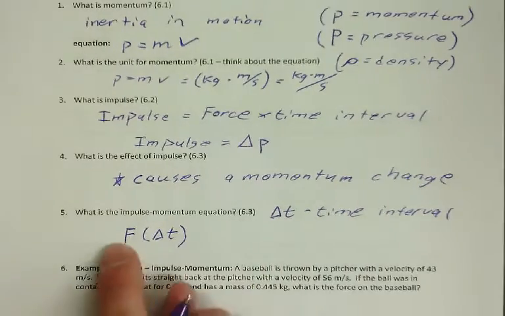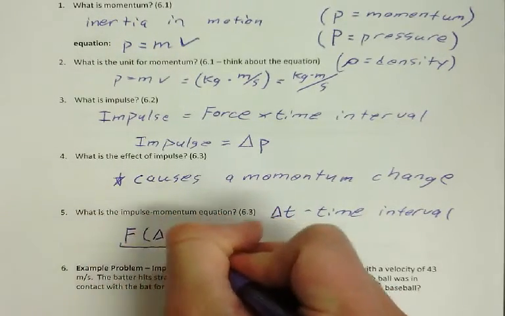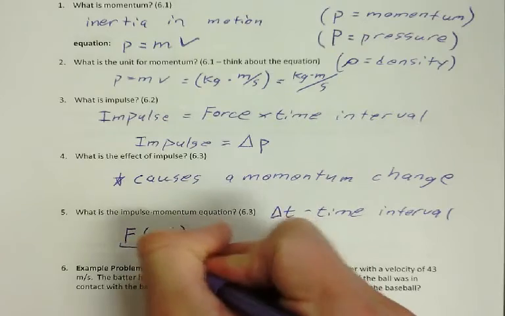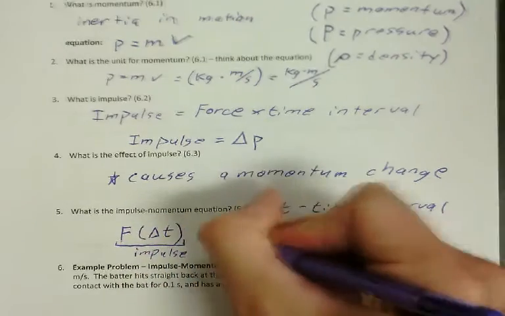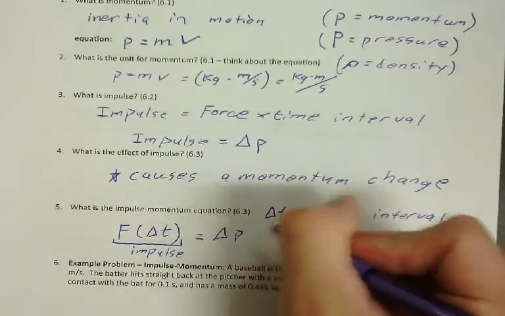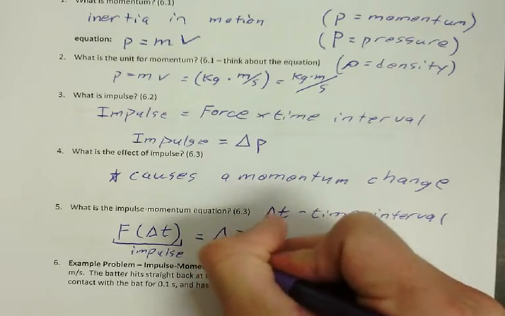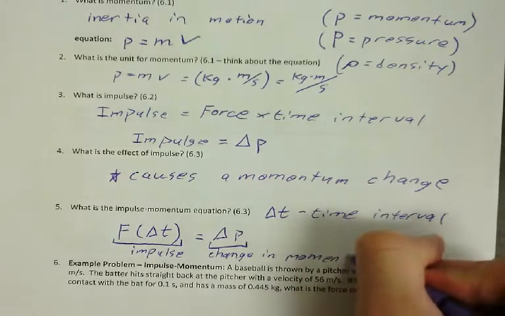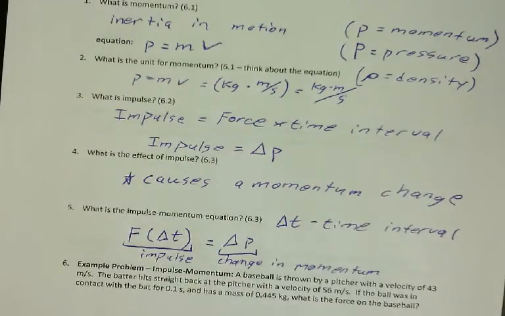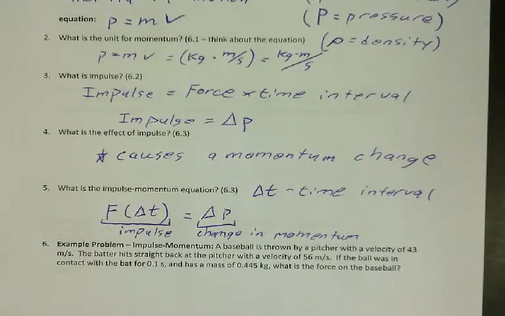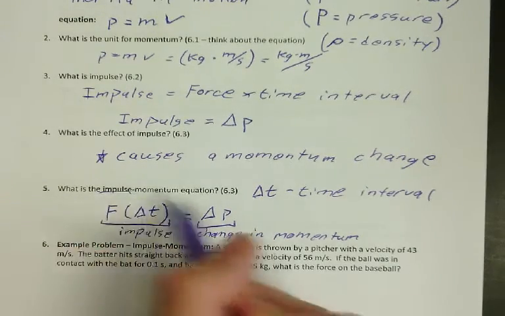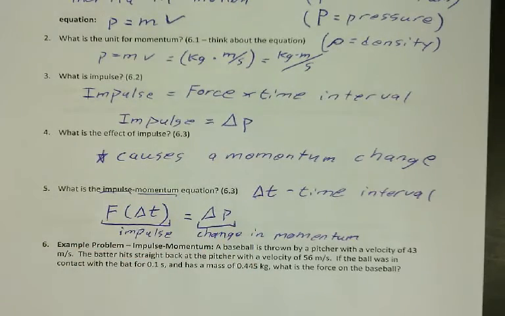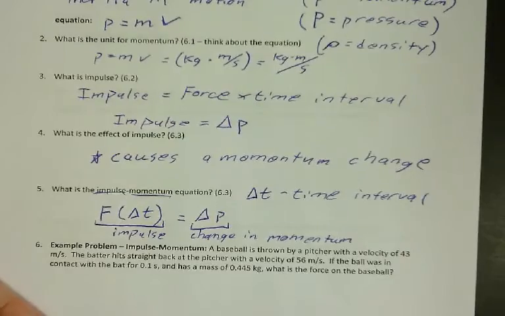Okay. So delta t is time interval. So force times time interval, that is impulse. It equals a change in momentum. It's almost like it's the impulse momentum equation. Yeah, see what they, it's Monday, okay, I get it, it's Monday. That's the impulse momentum equation.